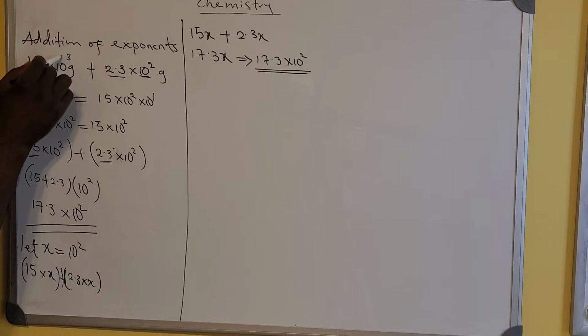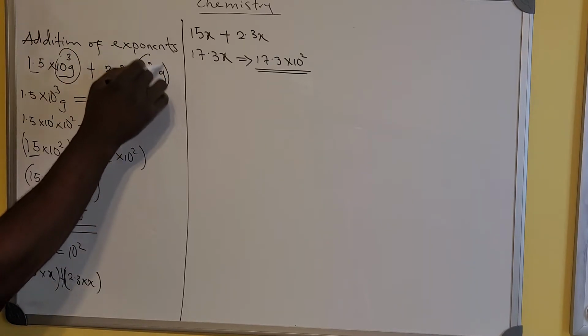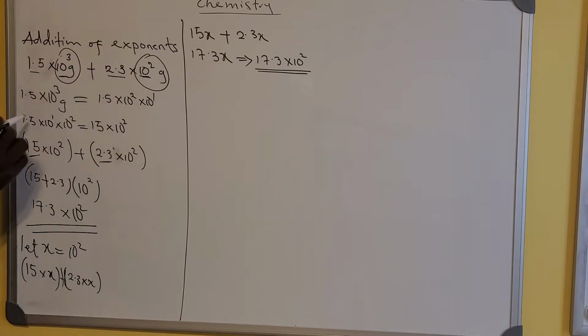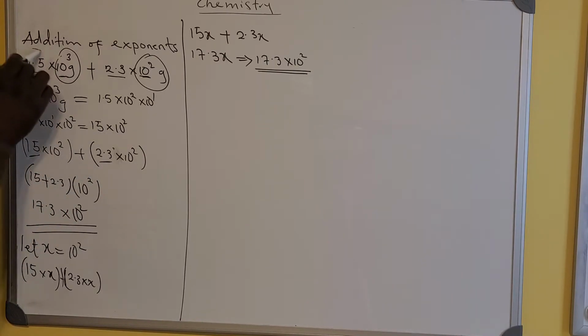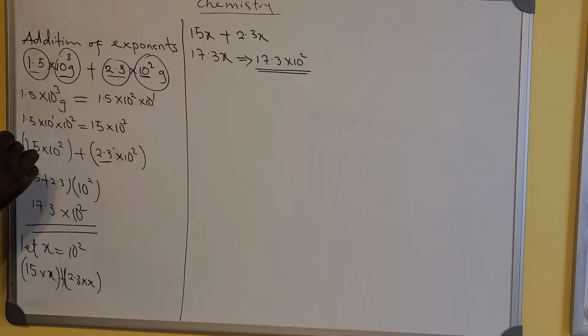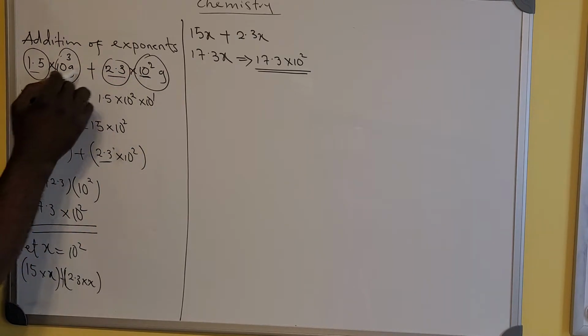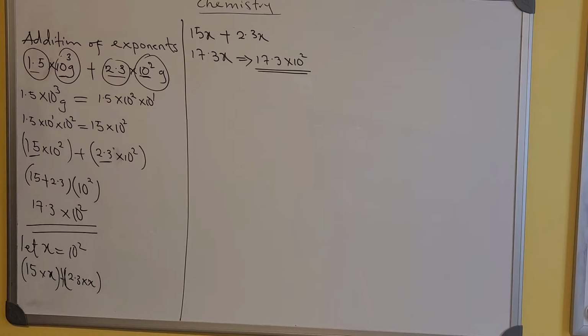First thing first is make sure that these exponents are the same. So convert this to the same. And that's what I did here. And then when you have the same exponent, you can add these numbers together, and then you pick one of these exponents, and that's going to be your answer.